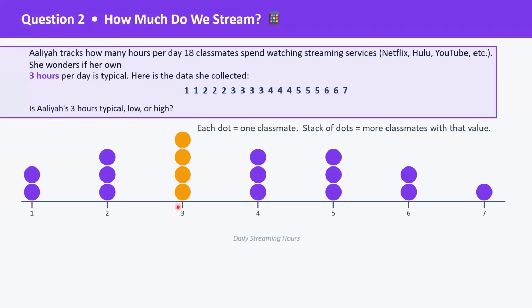The data is pretty balanced around 3 and 4. This tells me 3 hours is right in the center of the data. So Alia's screen time is typical, not too high, not too low. Let me ask you this. If someone watched 6 hours, would that be typical or unusual? Explain from this dot plot.